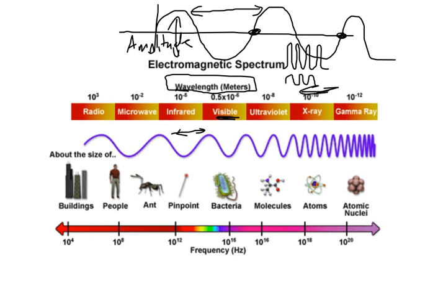Okay, the inverse or reciprocal of a wavelength is a frequency, and basically that's how many seconds it takes for it to repeat itself.